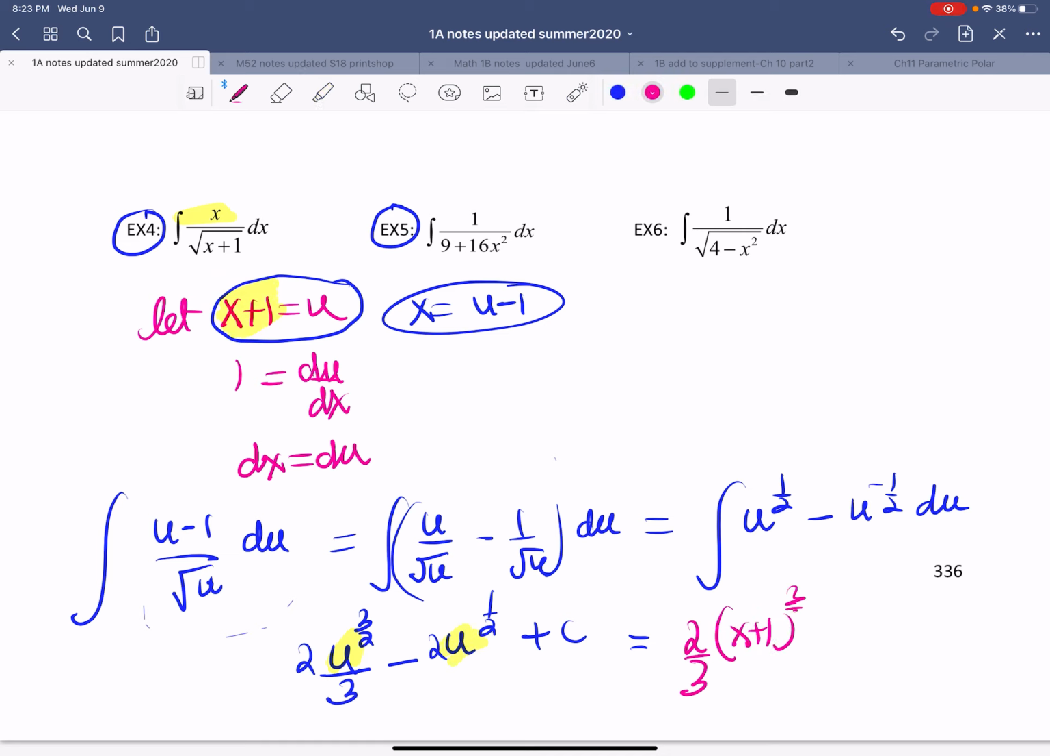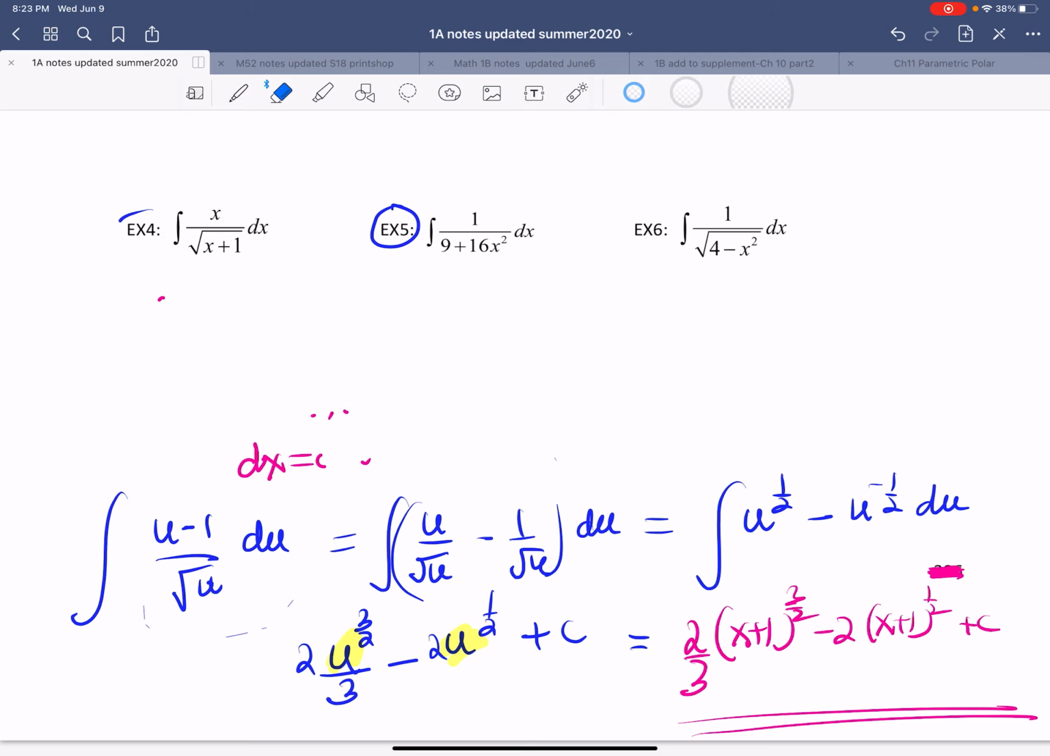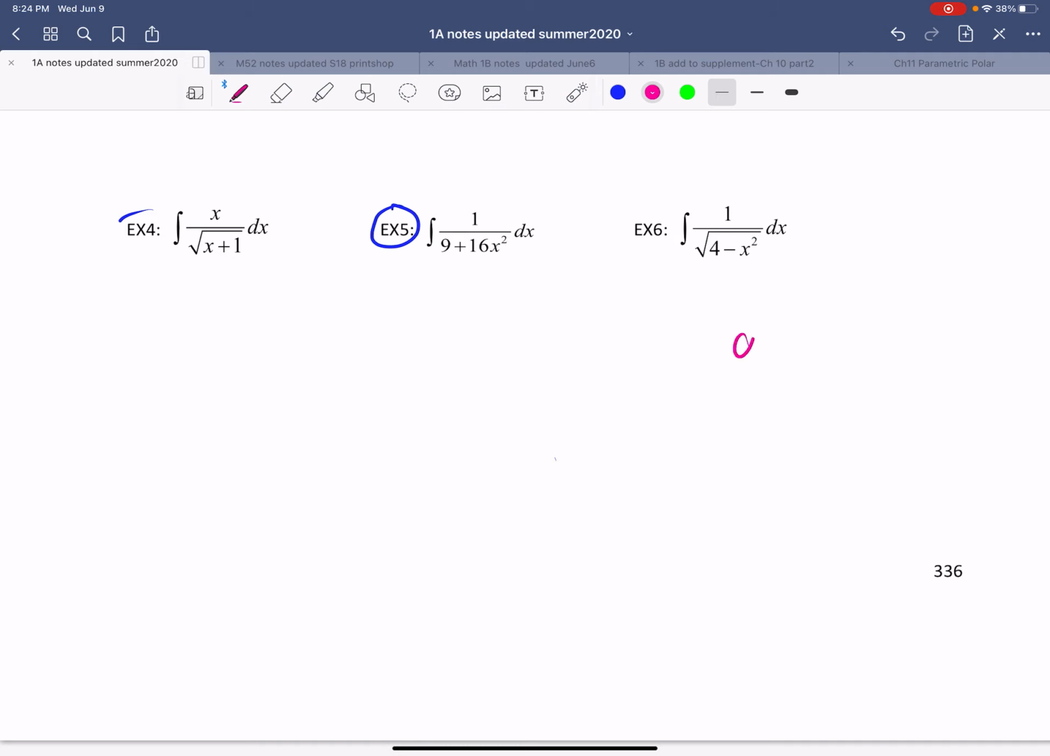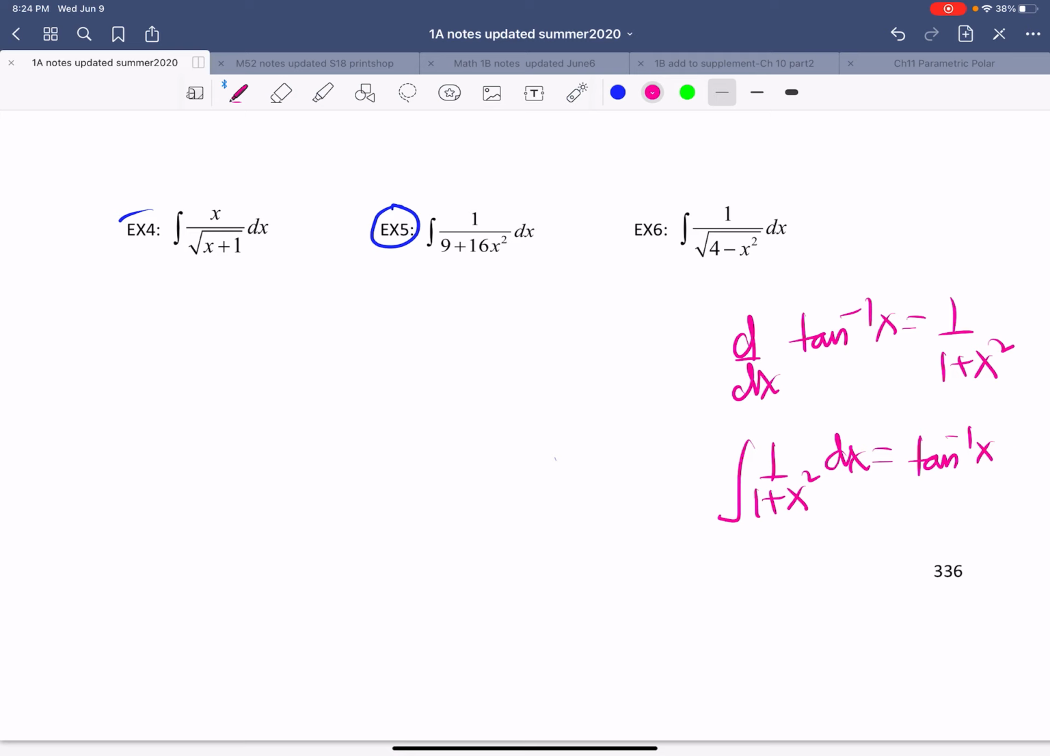All right, next, example number 5. That's also a u substitution problem, but also a trigonometric integral. So quickly, I'm going to remind you, let me erase this really quick. If you recall, the derivative of tangent inverse x is 1 over 1 plus x squared, and the integral of 1 over 1 plus x squared dx is tangent inverse x plus c.